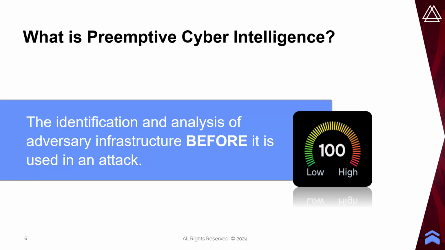Preemptive cyber intelligence is at the heart of our mission, as I outlined earlier, and it represents a shift from traditional reactive approaches to a proactive model of defense. We define preemptive cyber intelligence as the identification and analysis of adversary infrastructure before it is used in an attack. This approach focuses on recognizing the earliest indicators of malicious activity during the planning and setup stages of an adversary's operation. Now, why is this important? Because in today's threat landscape, waiting for an attack to occur or relying solely on indicators of compromise means you're always a step behind. By the time IOCs surface, the damage is often already done.